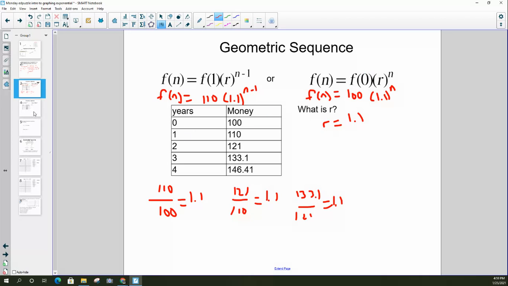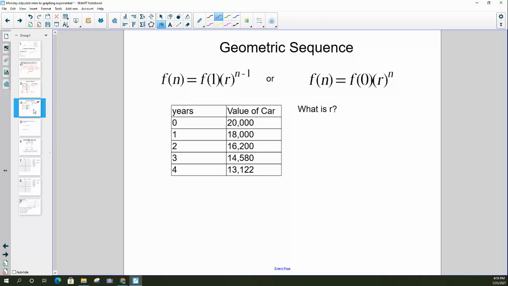All right, let's look at one more example. Here we have the value of a car. It starts off brand new. You just bought the car. It's $20,000. 1 year later, it's worth $18,000. 2 years later, $16,200, and so on. All right, so we want to write the explicit equations for this sequence.